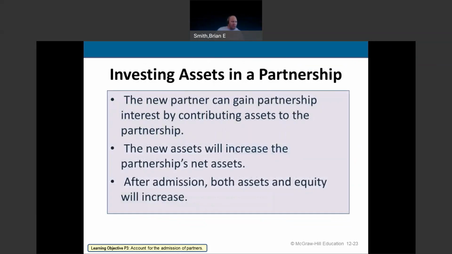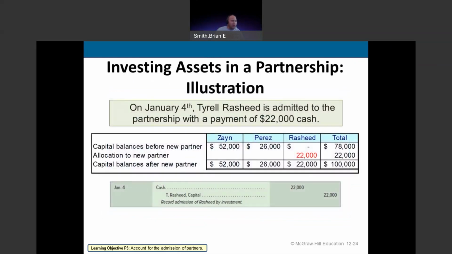Now, what if they just admit a partner after they bring in some assets? Let's look at it this way. Let's say that just Rashid contributes $22,000 worth of assets. Basically, what that does is it kind of waters down Zane's and Perez's percentage of the company owned based on whatever money they brought in. So Rashid brings in $22,000 cash, $22,000 into the owner capital of Rashid, and we just move forward from there. It's simple as that.